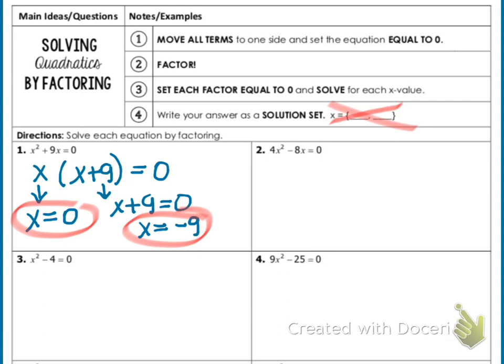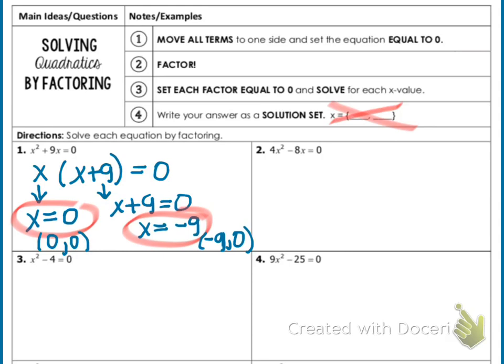If we were to graph this, maybe even just to confirm on a graphing calculator, we would see that the ordered pairs on the graph would be (0, 0) and (-9, 0). So sometimes you'll see the solutions written like that, probably more often than the way that we just crossed off. We'll see them either written as x equals, or written as the ordered pair that is an x-intercept point.